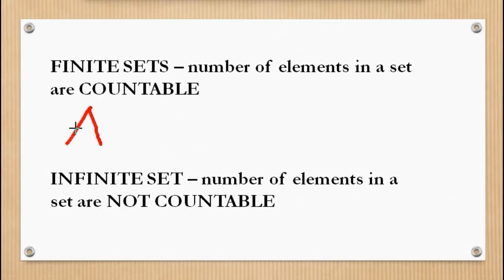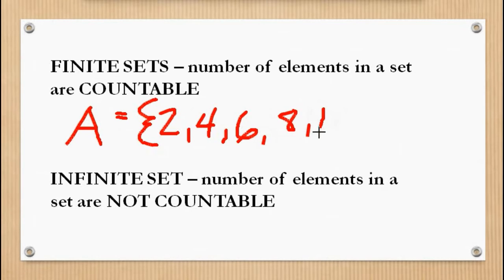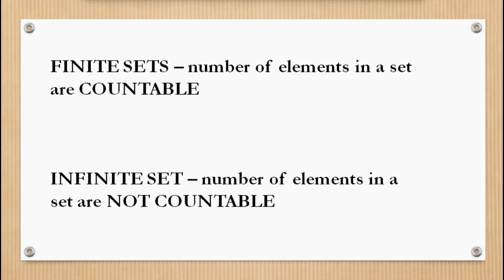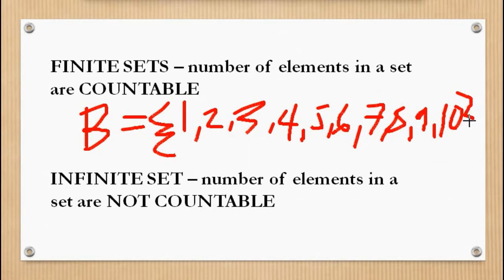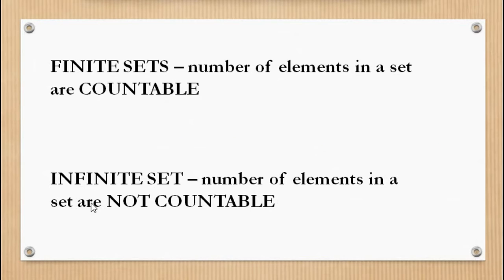For example, countable. Katulad natin nung example ko kanina sa sets. The set of all even numbers from 1 to 10. So syempre start tayo by 2, 4, 6, 8, 10. Another example is the set of numbers from 1 to 10. Let's say B is equal to the set of all numbers from 1 to 10. No? 1, 2, 3, 4, 5, 6, 7, 8, 9, 10. So, countable siya, nabibilang siya. So, finite set siya. So, for the second one, infinite set.